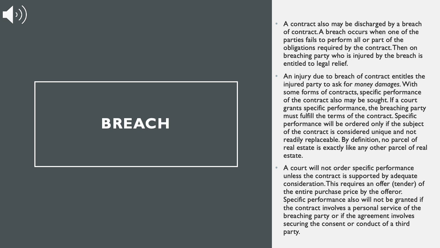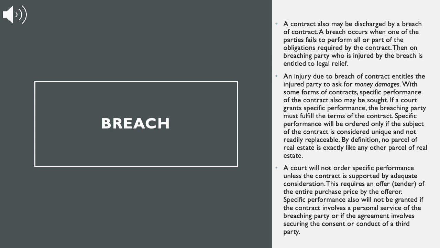If a court grants specific performance, the breaching party must fulfill the terms of the contract. Specific performance will be ordered only if the subject of the contract is considered unique and not readily replaceable. By definition, no parcel of real estate is exactly like any other parcel of real estate. A court will not order specific performance unless the contract is supported by adequate consideration. This requires an offer, a tender, of the entire purchase price by the offeror.